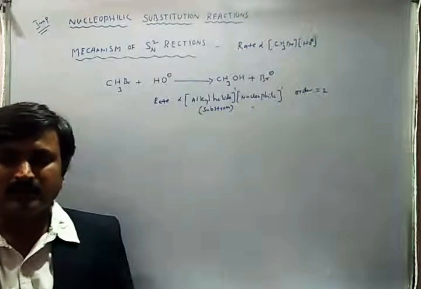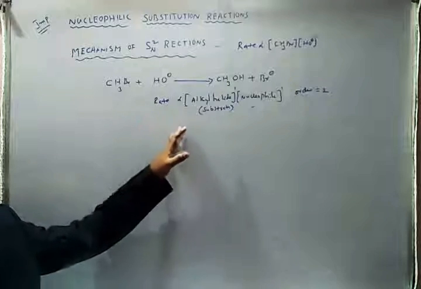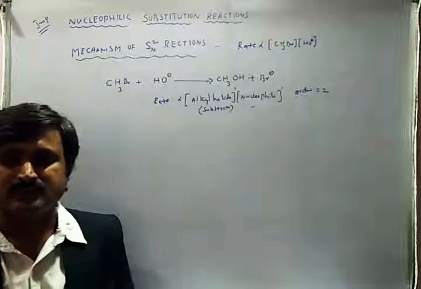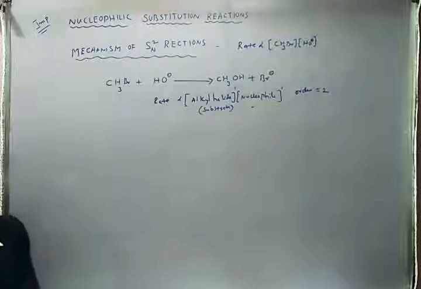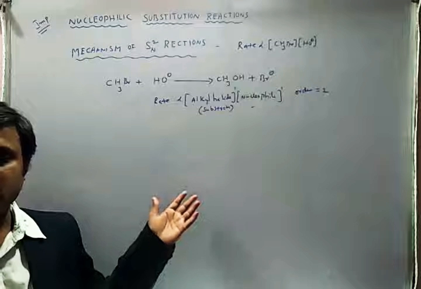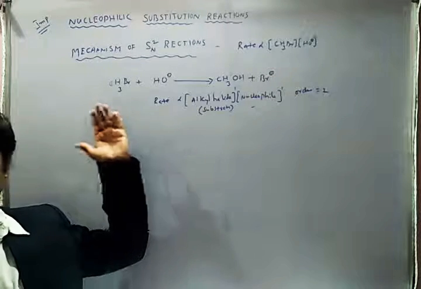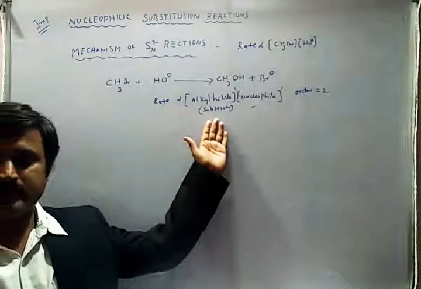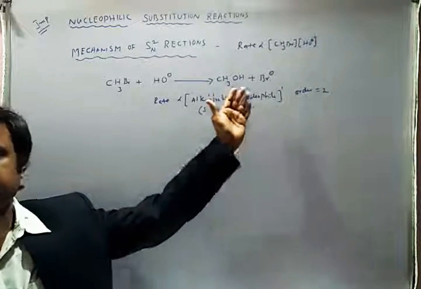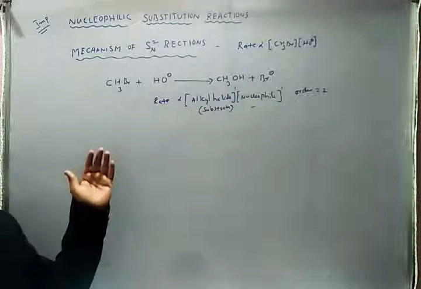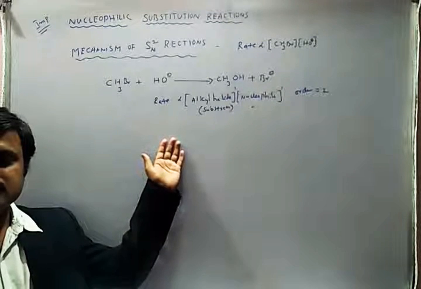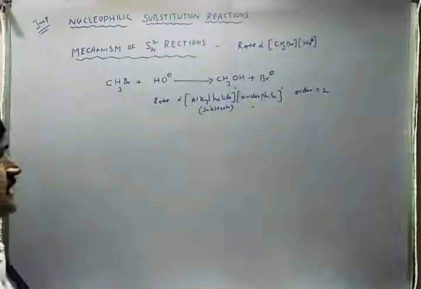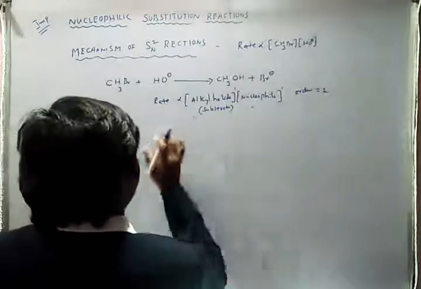So the rate law tells us which molecules are involved in the transition state, according to the chemical kinetics of the rate determining step. Moving on, from the rate law for the reaction of methyl bromide with hydroxide ion, we know that both methyl bromide and hydroxide ion are involved in the rate determining step. So the transition state is bimolecular, involving two molecules.